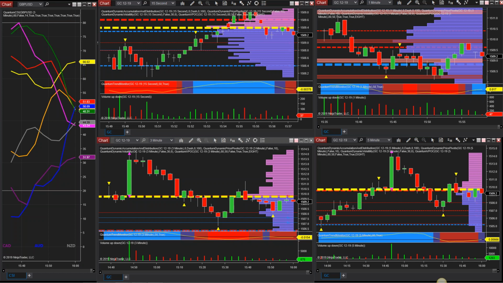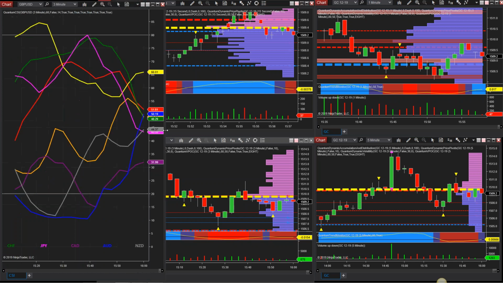Dollar's come off a bit. You can see there, this is on the 3-minute. This is gold, the red line. So we've had a decent amount of buying over the last hour or so. Now it's starting to sell off a little bit.